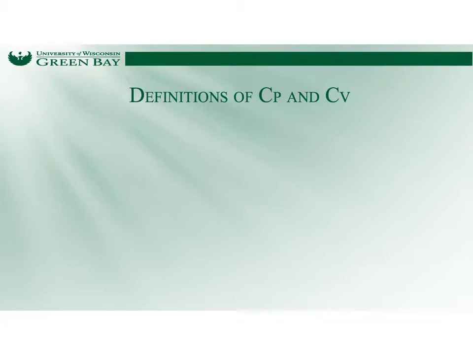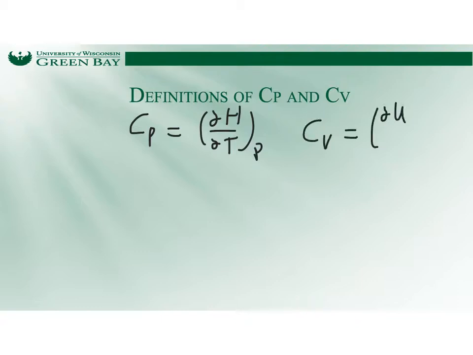There are two different heat capacities, Cp and Cv, because heat capacity is dependent on the process. The definition of Cp is change of the enthalpy per change of the temperature at constant pressure. Cv definition is change of the internal energy per change of the temperature at constant volume.